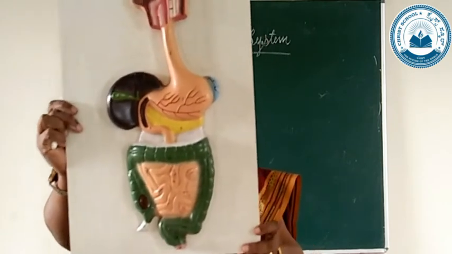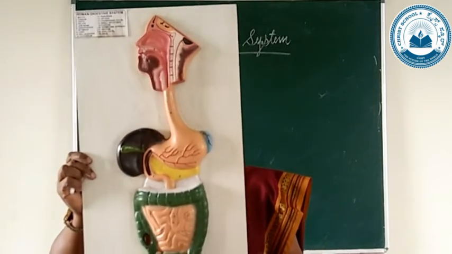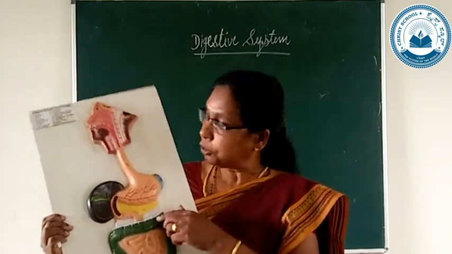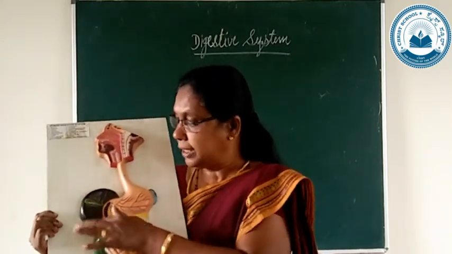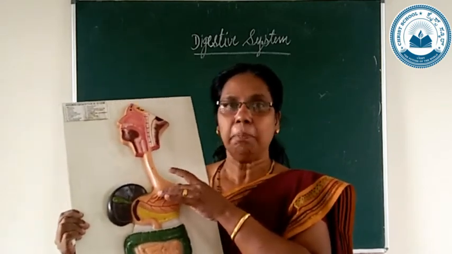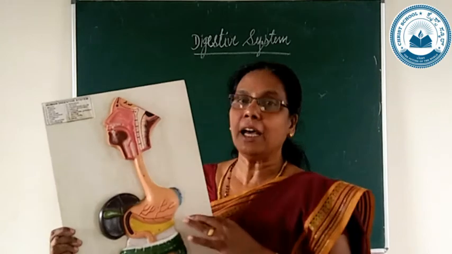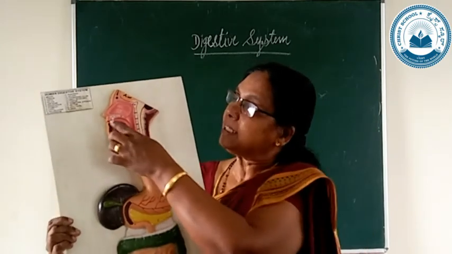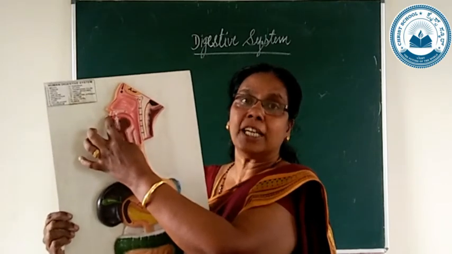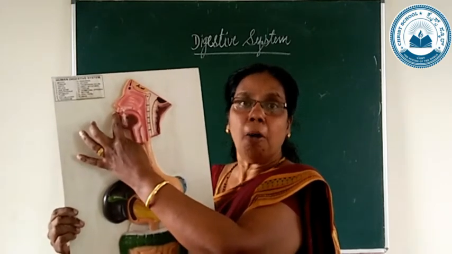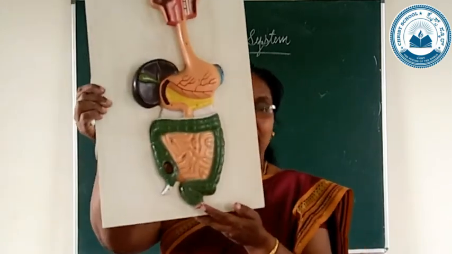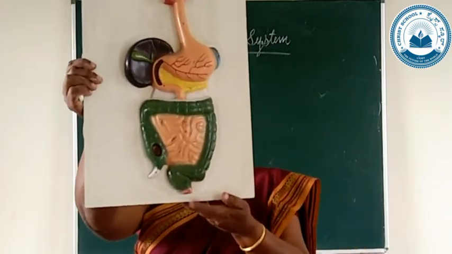All of you can clearly see the digestive system of human beings. This is a muscular tube, made with muscles only. Bones are not present. Starting from this region, what is it called? Yes, nothing but the mouth. It starts from the mouth and ends here in the last region, that is the anus.